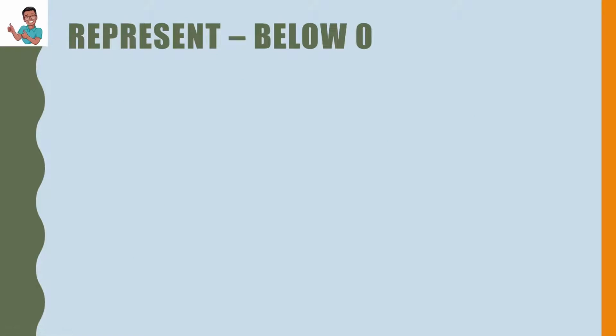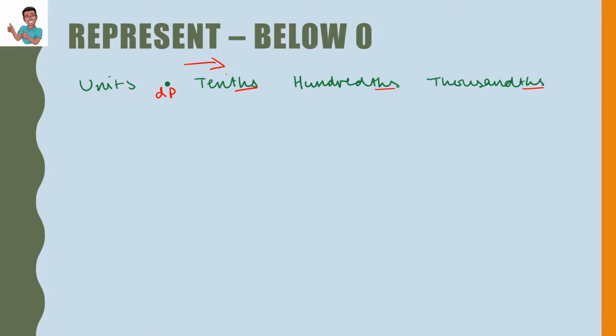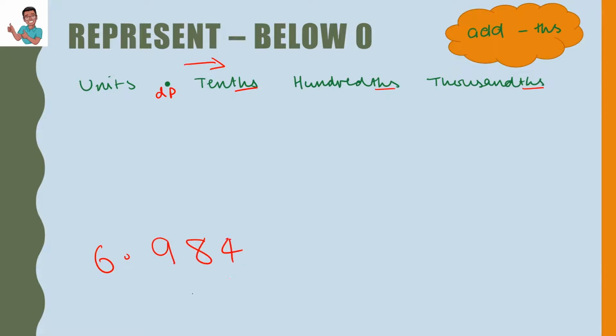Let's have a look how we represent numbers below 0. Here are the place values. One difference we can see here is that we have a decimal point, and also we have these suffixes. When we go past the decimal point, we add these suffixes. Let's have a look at an example. Let's say we have the number 6.984 and we've been asked for the value of each of these numbers.